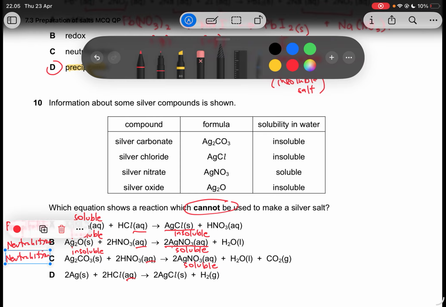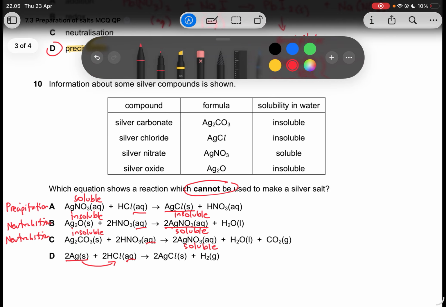Okay, now let's take a look at letter D. It says here that the silver reacts with hydrochloric acid. This is actually not possible to happen because, as we all know, silver is less reactive than hydrogen. Therefore, it will not be able to replace hydrogen in hydrogen chloride to form silver chloride. So that's not going to happen. So now that answers our question, which one cannot be used to form a silver salt.